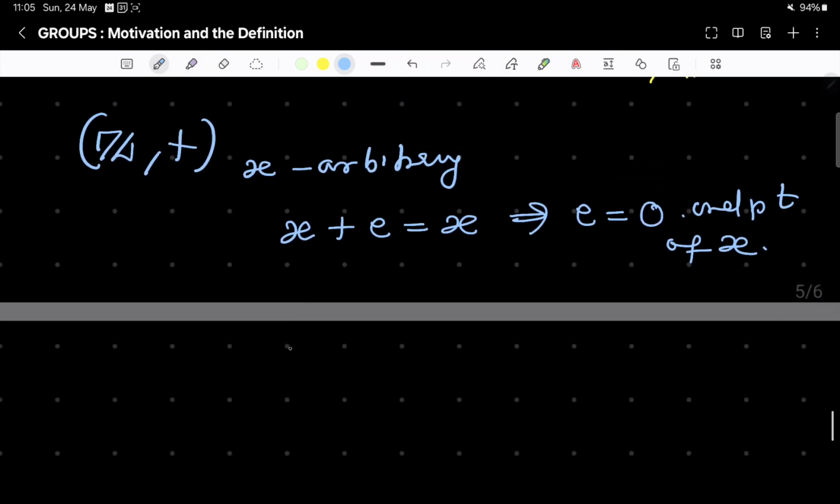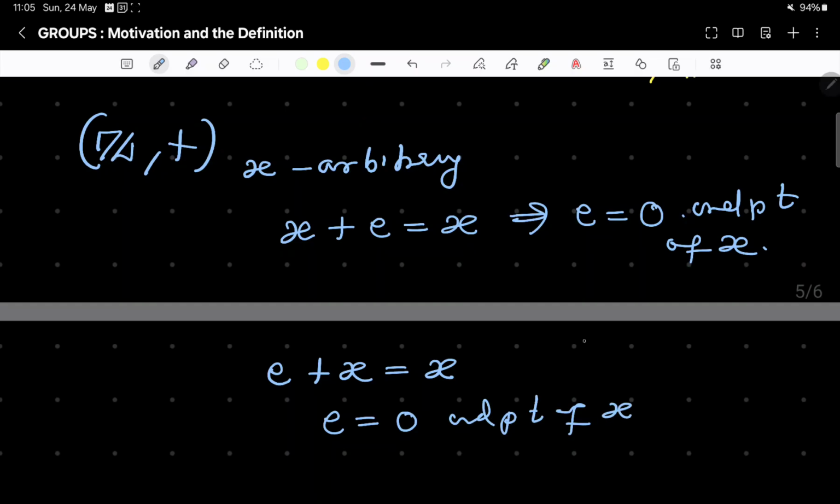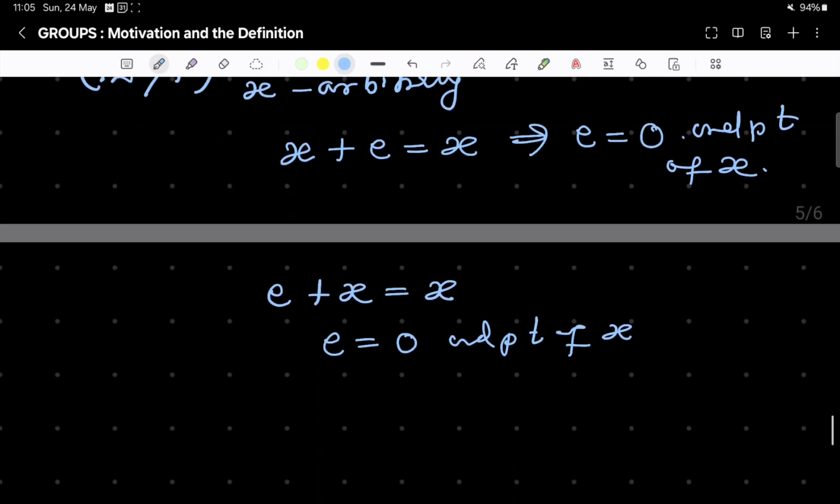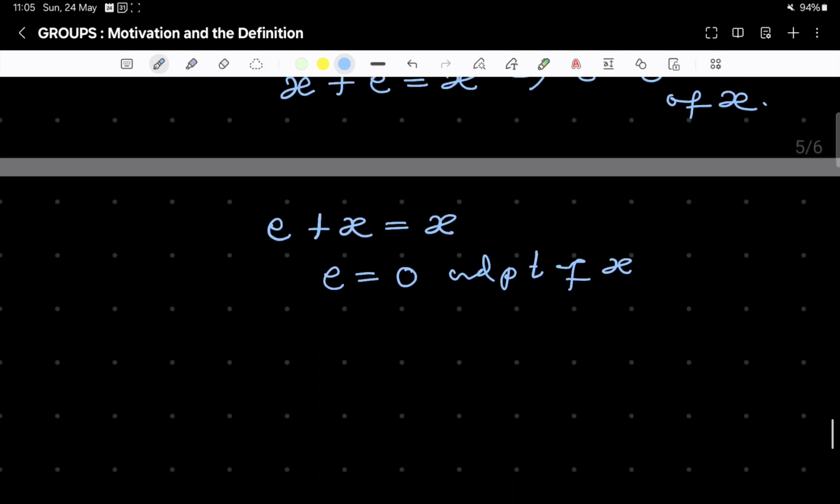Also, one more thing is you have to solve the other equation also. Still E is equal to 0, and this has to match. Then this is also independent of x. And if these two equations match and E is independent of x, then you have an identity. We will see an example where it will not come like that. So that's an idea.